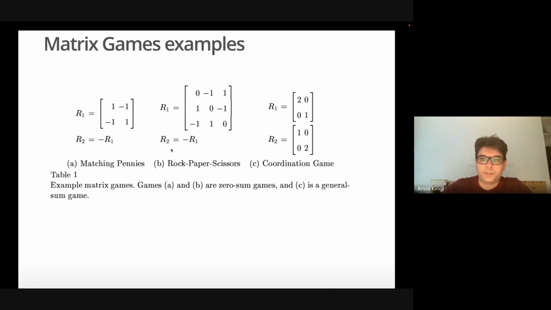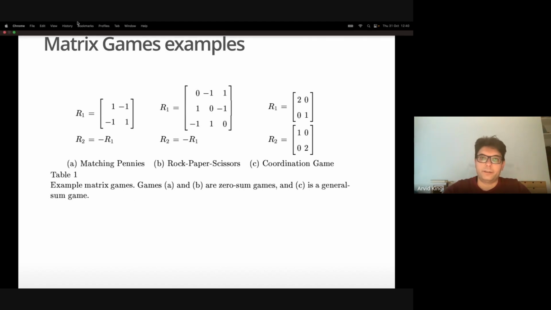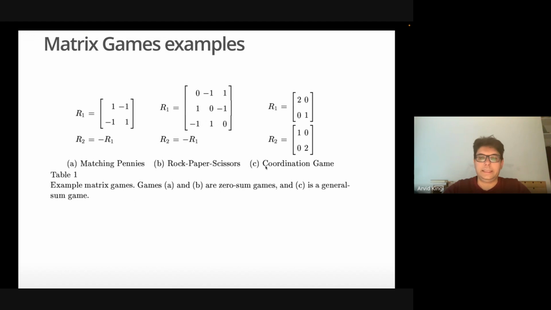The second game is rock, paper, scissors, where each player has 3 actions: rock, paper, or scissors, and there's always one action that can beat another action of the column player. And when they are the same, the reward is 0. And you notice that in these first 2 games, the payoff function of one player is the negative of the payoff function of the other player, meaning that the moment one player wins, the other one loses.